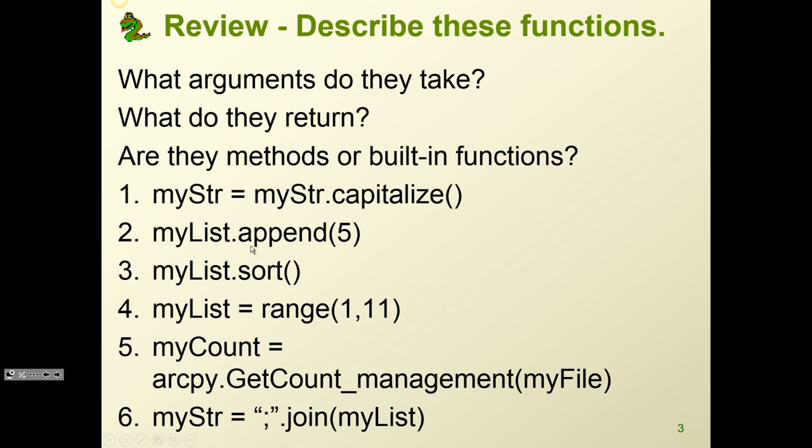Number 2. What do we got there? It's a method, and what is the method? Append. And what argument does it take? In this case, it's the number 5. But in general, what do you put in the parentheses there? Any object. Yeah, whatever it is that you want to add to the list. What does it return? Doesn't return anything. Yeah, it returns None, actually. It returns the built-in constant None.